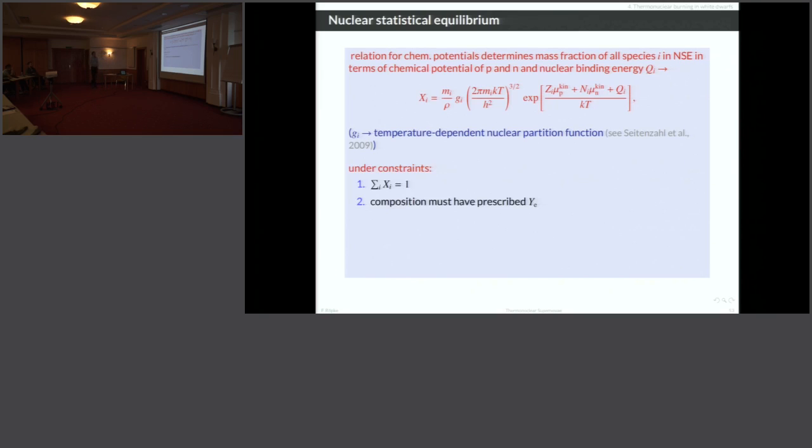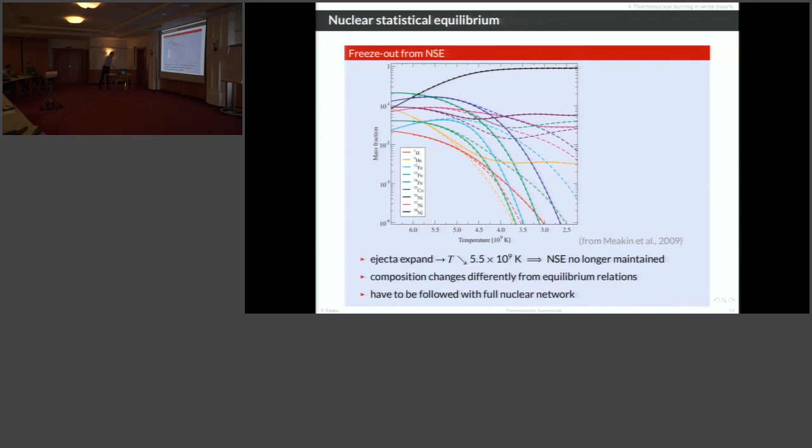Now, this relation has to be fulfilled under constraints, and one constraint is, of course, that for the total composition we have to require that all the mass fractions in the material add up to 1, and that the composition that we achieve in the end must have the previously specified mean number of electrons per baryon, the mean YE. From the relation, one can see that as temperature goes up, the composition will shift towards lighter species, and as temperature goes down, the composition shifts towards the species with higher binding energies, the bound nuclei. So these are the equilibrium conditions.